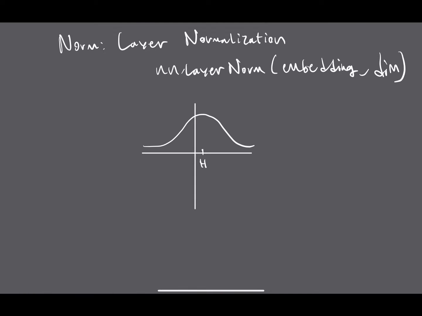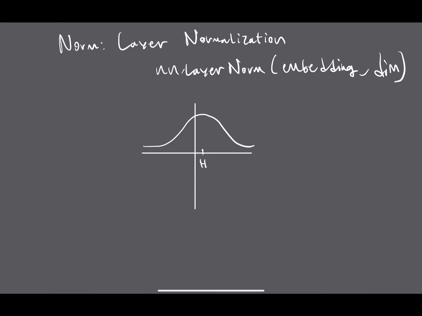So the norm in the transformer block actually refers to something called layer normalization. And this is kind of a module of its own in PyTorch that you can instantiate by saying nn.LayerNorm and passing in, in our case, the embedding dimension.